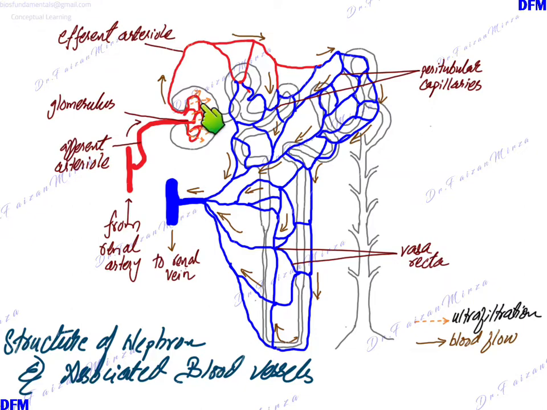So we know that this is the structure of a nephron. In the nephron, this is the Bowman's capsule. This region is called the Bowman's space. So blood comes from the afferent arteriole. This comes into the glomerulus. Glomerulus is a specialized capillary which is having fenestrations.